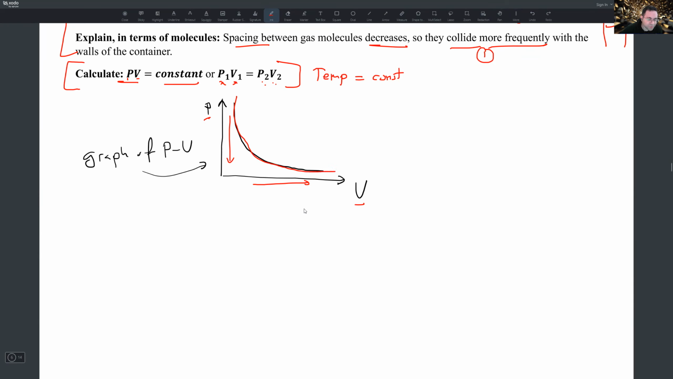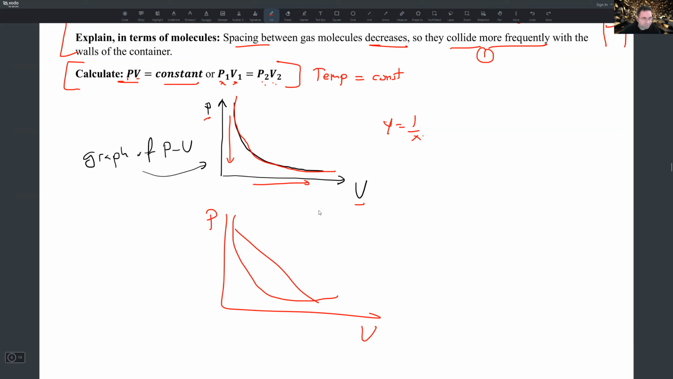This is the curve that we have in math. This is the curve that we have for y equals 1 over x or x equals 1 over y, which is inversely proportional. So this is the curve for pressure and volume being inversely proportional. It's a curve. Just memorize the shape, because some people think that as the volume increases, pressure decreases in a straight line. It is not a straight line. Inversely proportional is not a straight line. It's a curve.